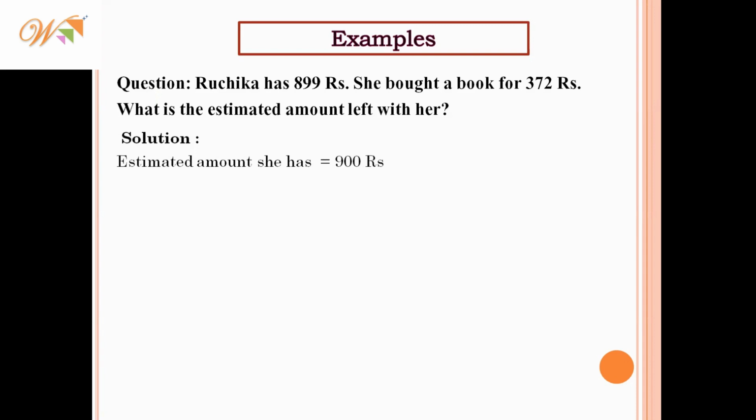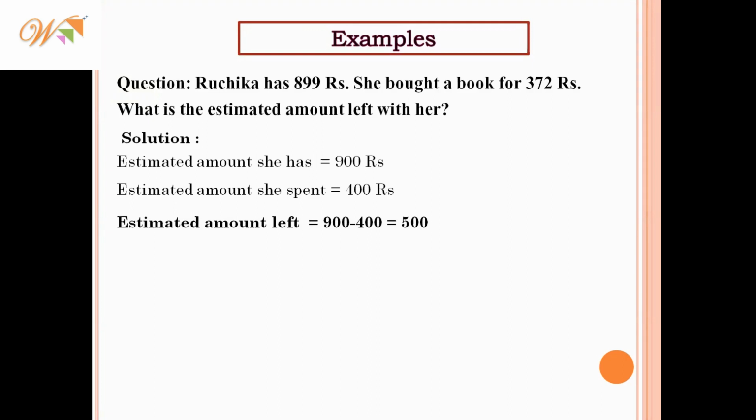And she bought a book of 372 rupees. Again, 372 is more near to 400. So I will say she bought a book of approximate 400 rupees. 900 minus 400 gives us 500. That means the estimated amount left with her is 500. Or you can say that she has approx 500 rupees left.